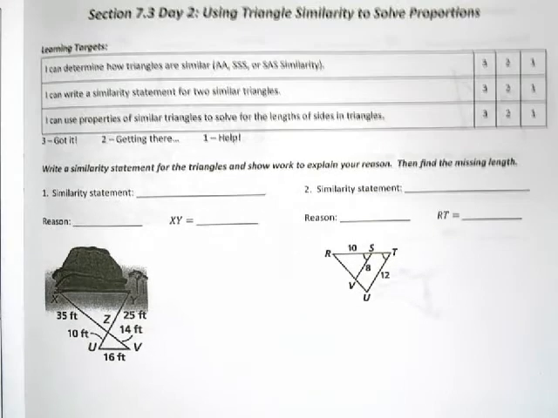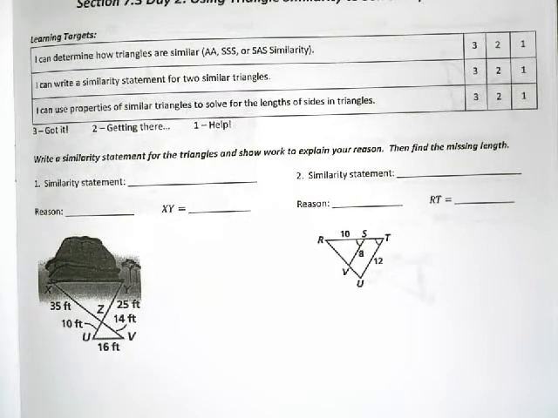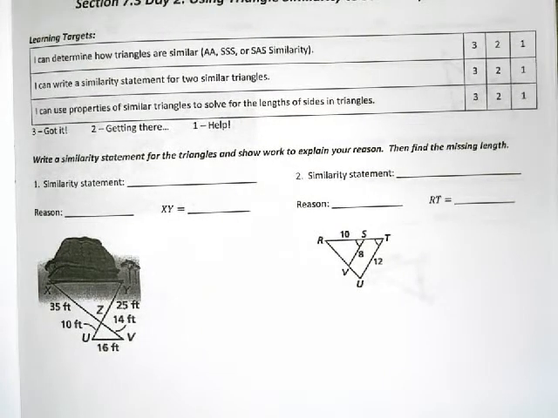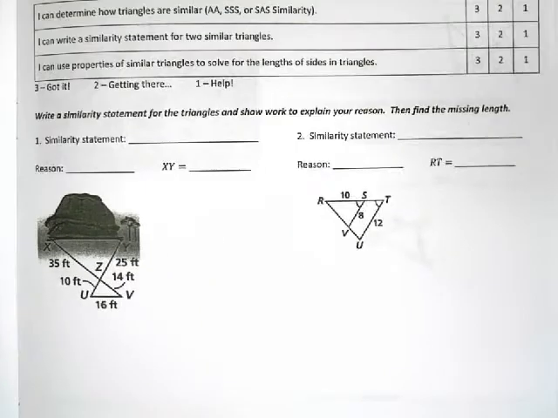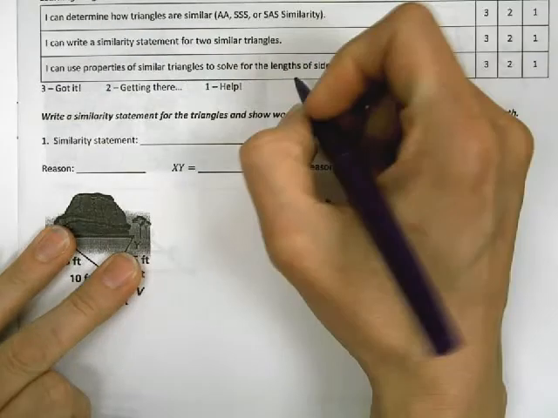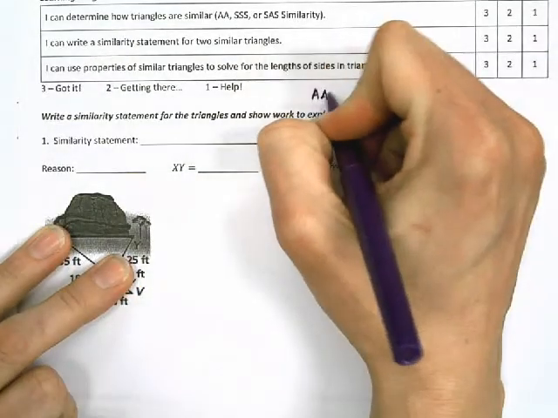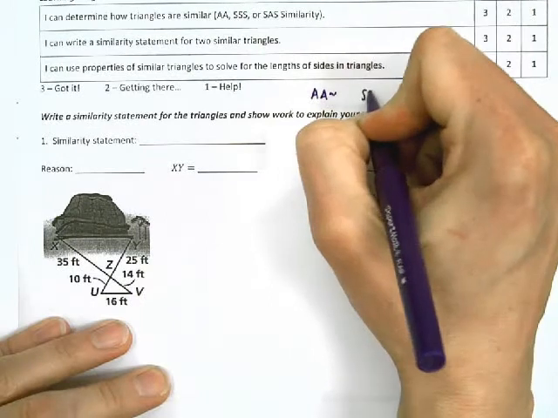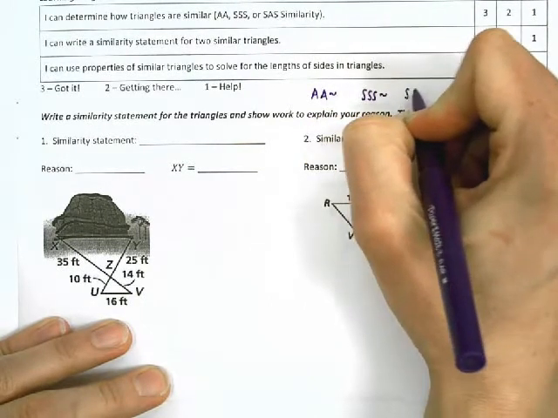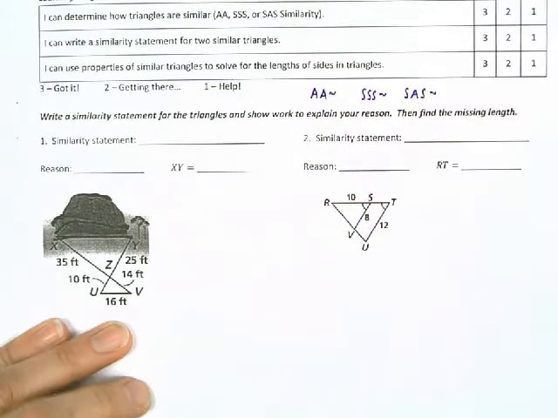So we're going to start here with number 1. And again, the first thing we have to do is actually prove that these triangles are similar. So we know we have 3 methods to do that. I'm just going to write them here: AA, SSS similarity, and SAS similarity.